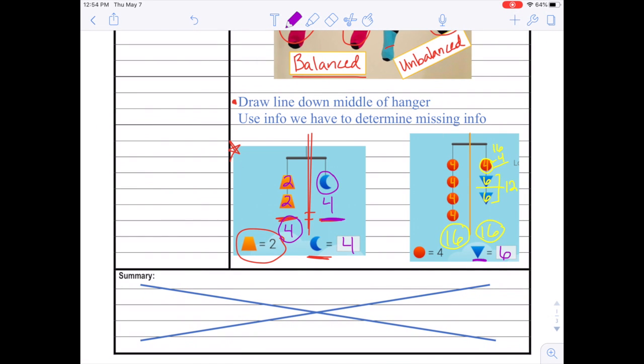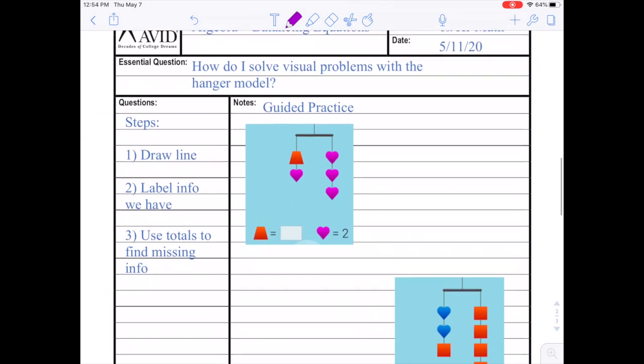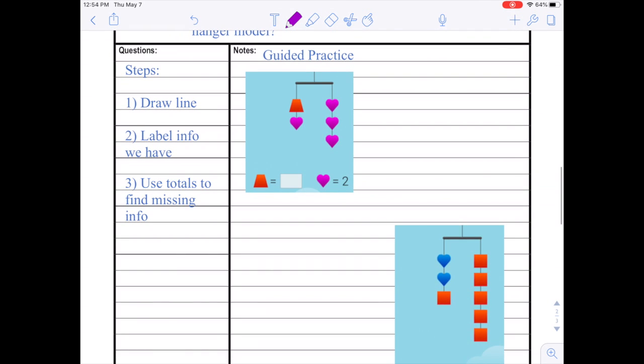All right, so there's a couple example problems to start us out. We're going to do some additional problems together on page 2. So again, I have the steps on the left-hand side here. We are first going to draw a line down the middle, and then we label the information we have and use that information to find the missing number. Okay, so now's a good time to pause your video and try it on your own and check back.